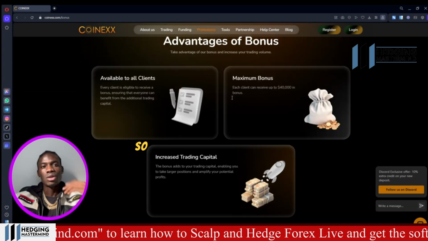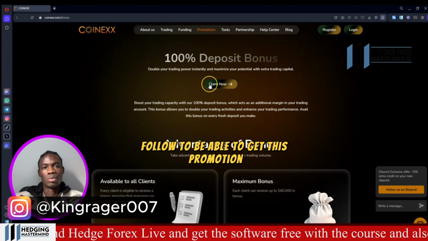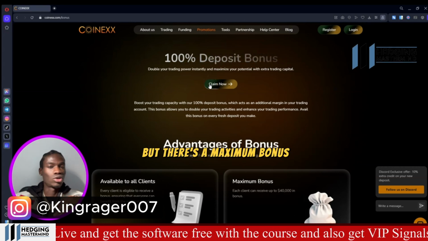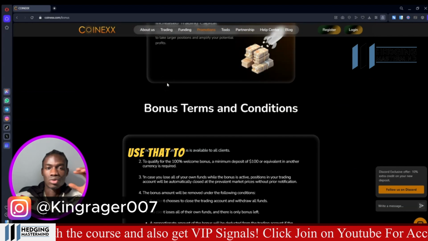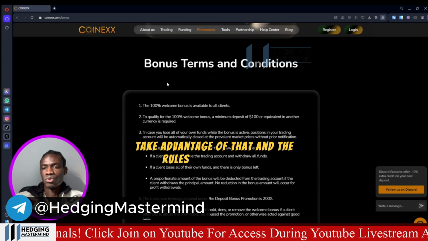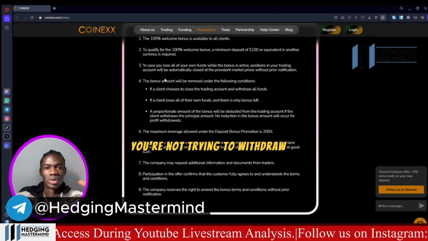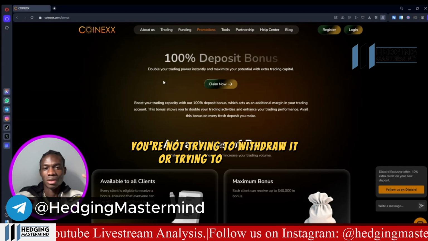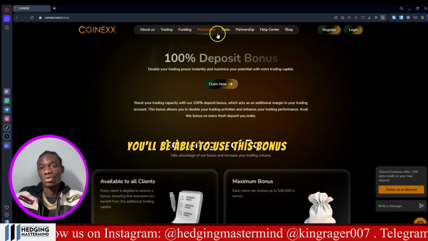So when you sign up, there are rules that you have to follow to be able to get this promotion, but there's a maximum bonus. You can't withdraw this money, it's just to help you trade. Use that to make more money, take advantage of that. And the rules are very simple. As long as you're not trying to withdraw it or use it in a funny way, you will be able to use this bonus to your advantage.